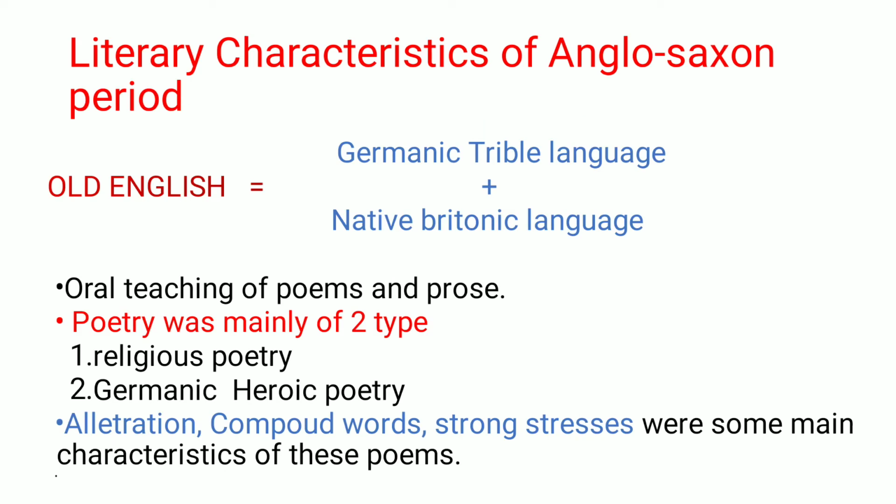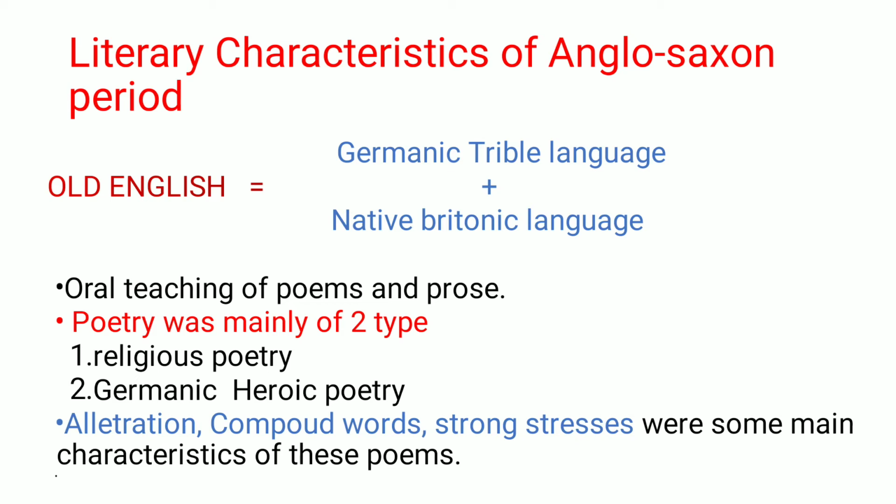Now let us talk about the literary characteristics of Anglo-Saxon period. Now this is much more important than what we just studied about the history of Anglo-Saxon period. Old English language mainly comprises of two languages. First, Germanic tribal language, and second is native Brittonic language.